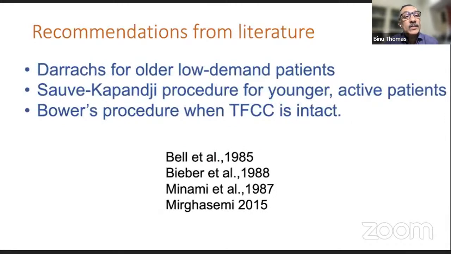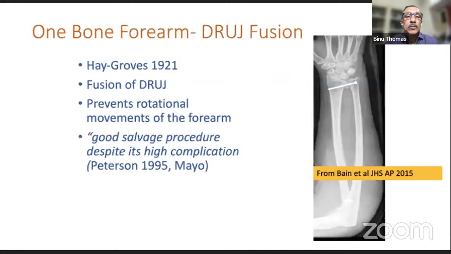But literature says DRA is done for older, low-demand patients, Sauvé-Kapandji for younger, active patients, and Bowers' procedure when the TFCC is intact. The one-bone forearm procedure is there in literature. We don't use this because it restricts supination and pronation, but it has been found to be a good salvage procedure.